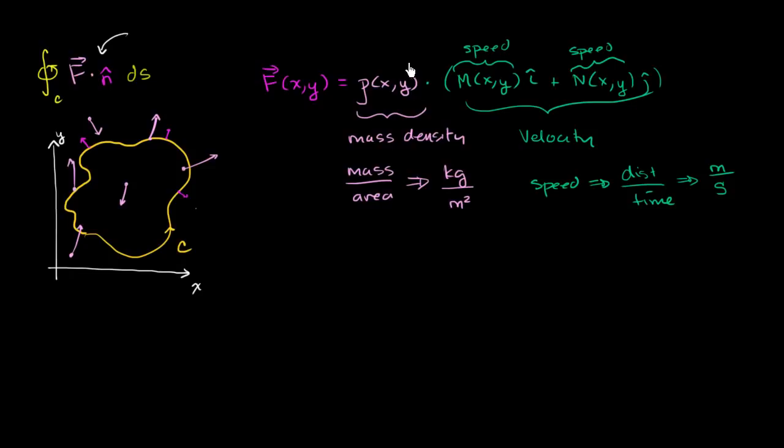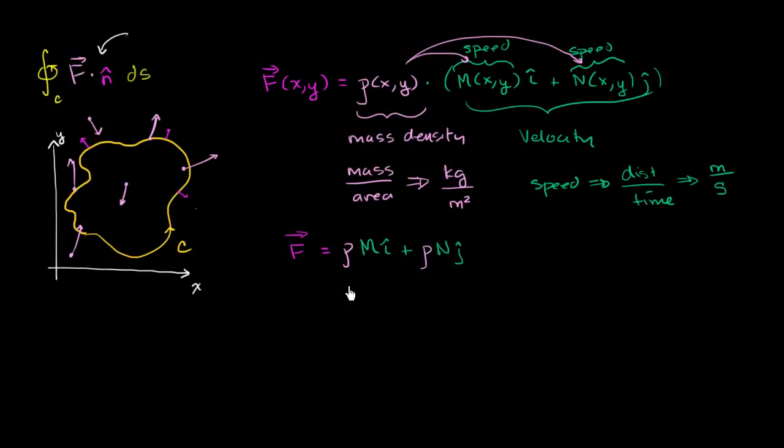If we distribute the rho, because really in any given xy, it really is just a number, we're going to get F, and I'm not going to keep writing F of xy. We'll just understand that F, rho, m, and n are functions of xy. F is going to be equal to rho times m times the unit vector i plus rho times n times the unit vector j.